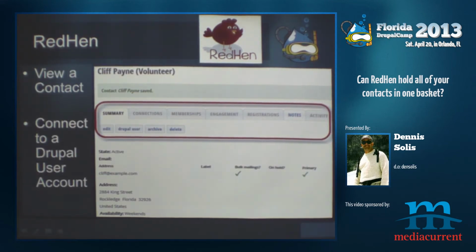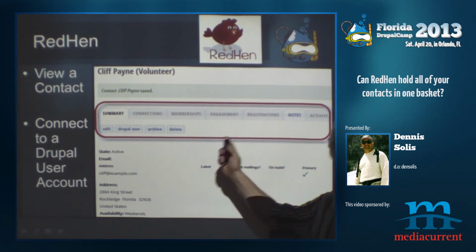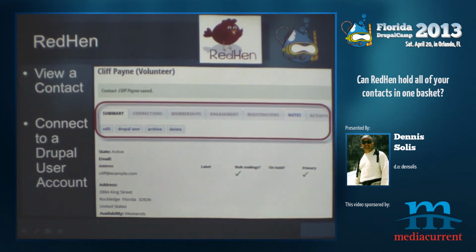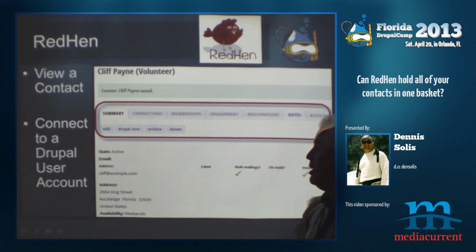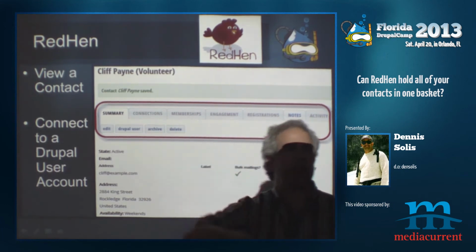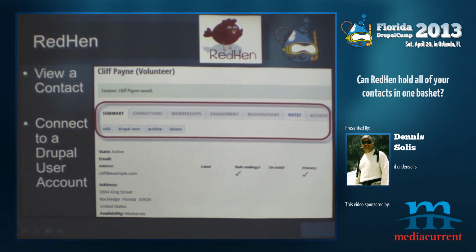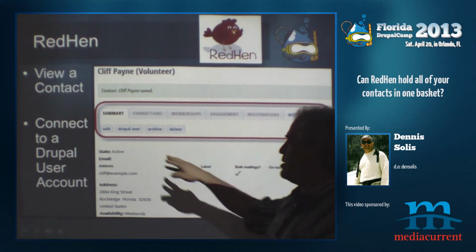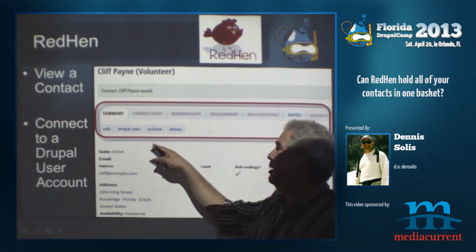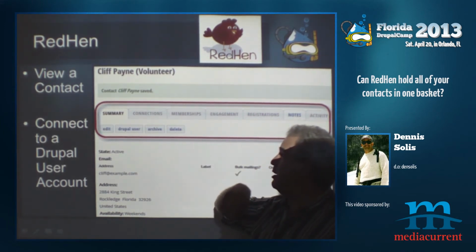Okay, so I put a volunteer in there, and we noticed we got something a little bit different. I didn't show the add screen because it's just a normal entry screen, nothing really exciting about it. But once you install RedHen, you get a whole bunch of these tabs and sub-tabs. Edit just takes you out to edit that entity. The Drupal user, that's actually going to enable us to set up a user. I didn't look at what the archive does.